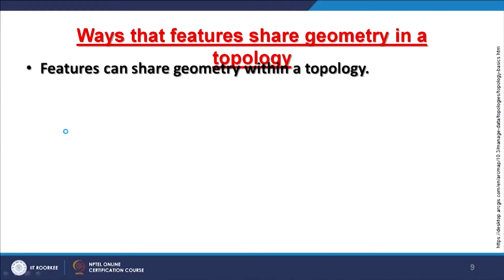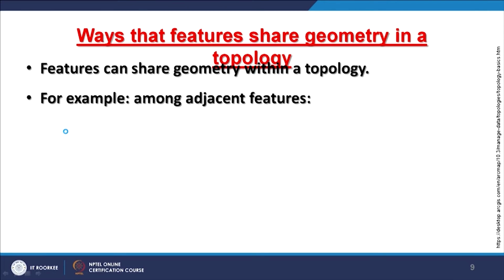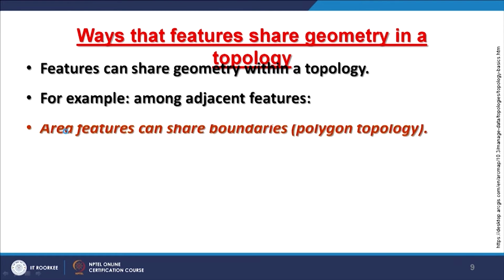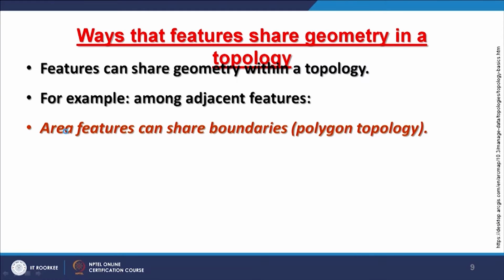Now we will see how this is done. The way features share geometry in a topological model is that features share geometry within a topology among adjacent features, such as two polygons, for which I have already given an example. Area features can share boundaries, and line features can share endpoints, that is the edge-node topology. But our main concern for topology is mainly for polygons.